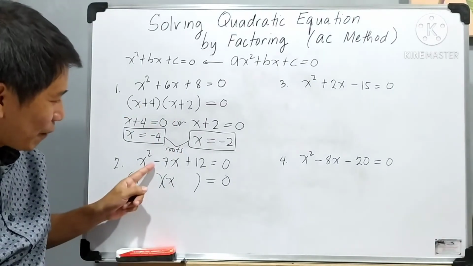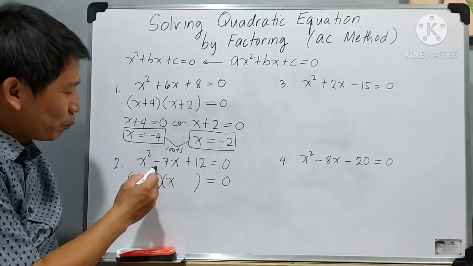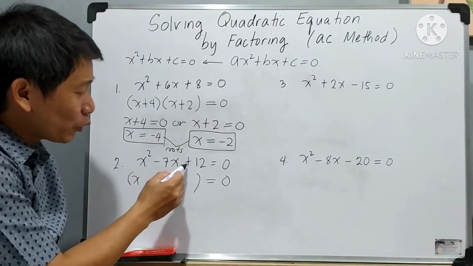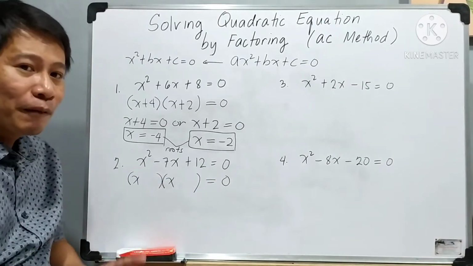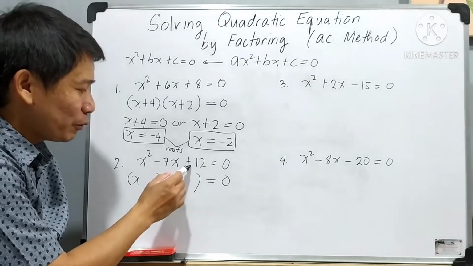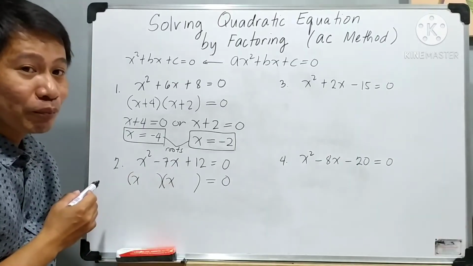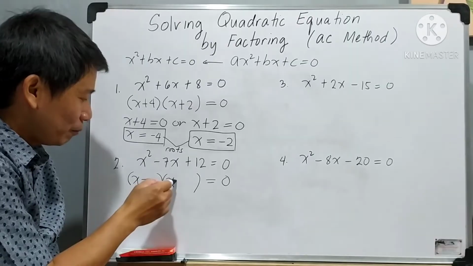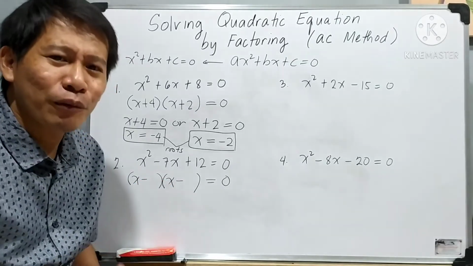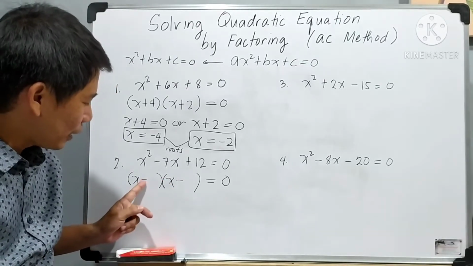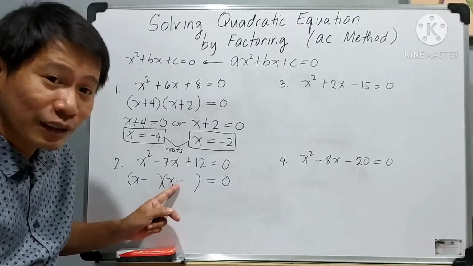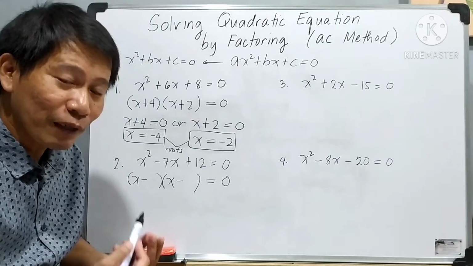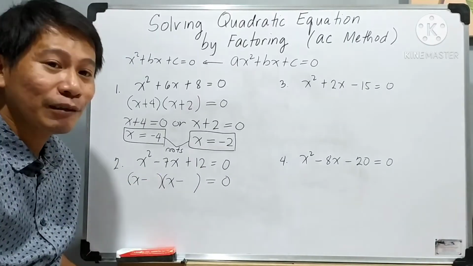Dito sa pangalawang example natin, yung b natin or yung middle term natin is negative. At yung constant term natin is positive. Pag ganyan po, positive yung dulo, negative yung gitna, ang i-consider yung factors ay dalawang negative. Bakit po? Kasi pag minultiply nyo si negative tsaka si negative, ang magiging sagot ay positive. At pag pinag-add ninyo, ang magiging sagot ay negative.